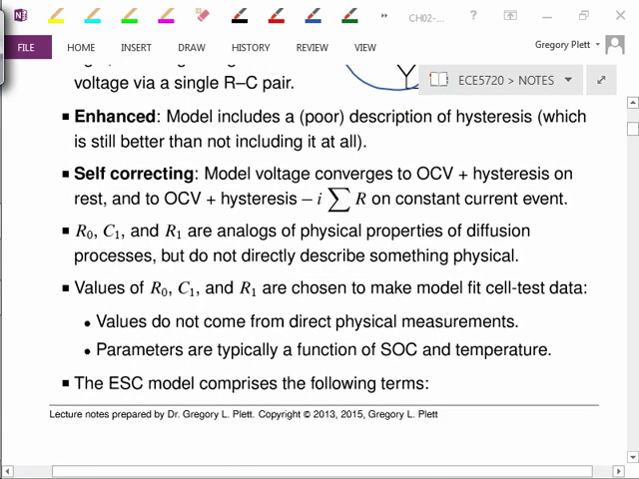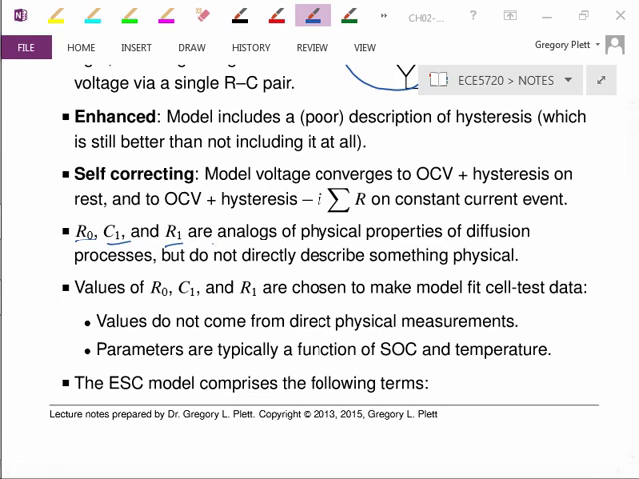The parameters, the R0, C1, R1, etc., are analogs to physical properties of diffusion processes, but they don't directly describe something physical. So they try to describe how the physical process behaves, but not how it works, not how it operates. Whereas the physics-based models tried to describe how the physical diffusion processes actually operated.